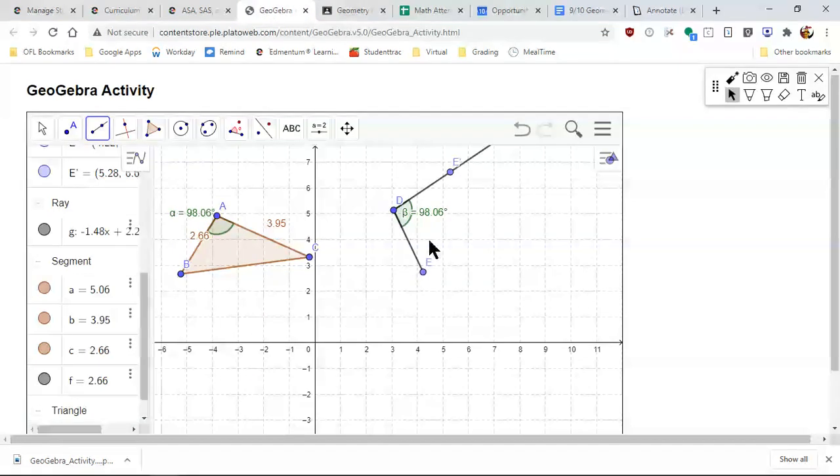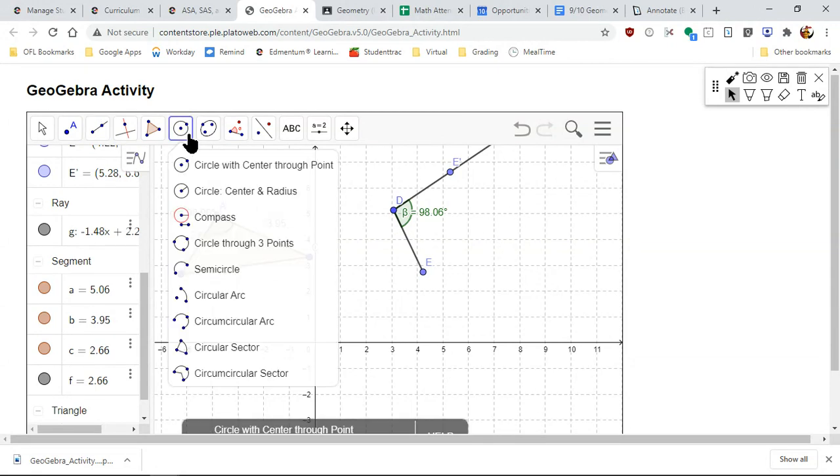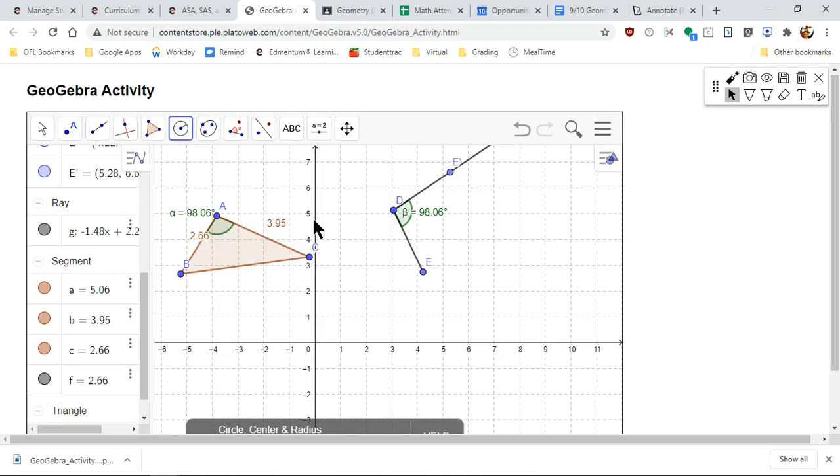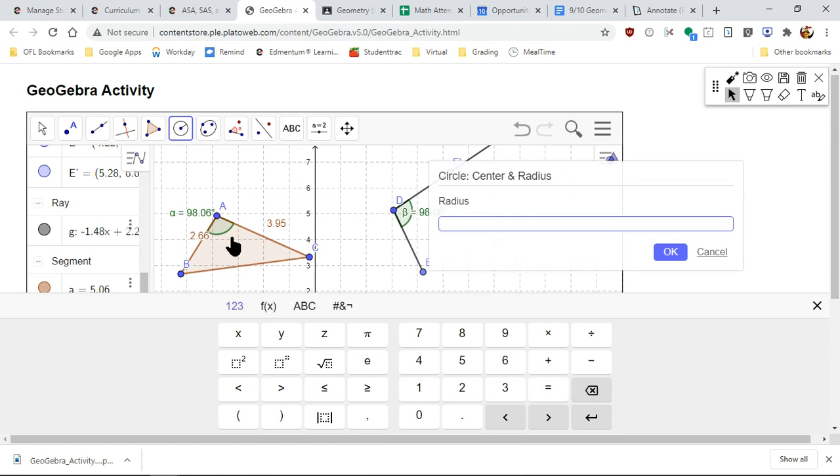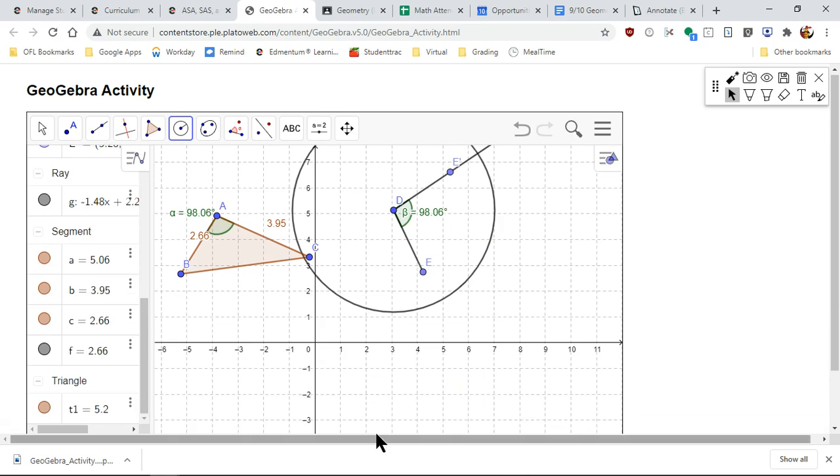So there's a few ways to do it. I was going to do a line segment with a given length, but what they're saying is use a compass for it. So we're going to do a circle with a given radius, and that radius is going to be whatever our AC was. So I'm going to do 3.95. Boom. So what this tells me is D to any point in the circle is 3.95.